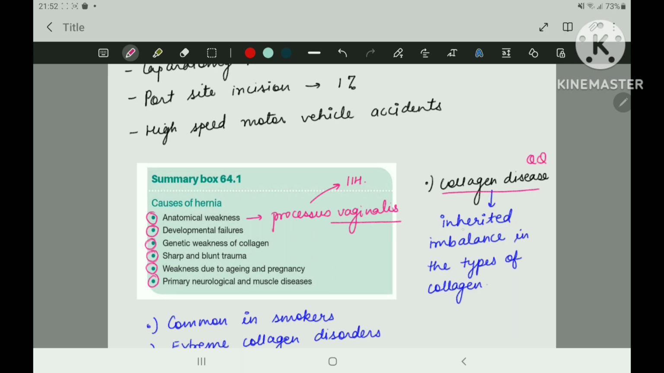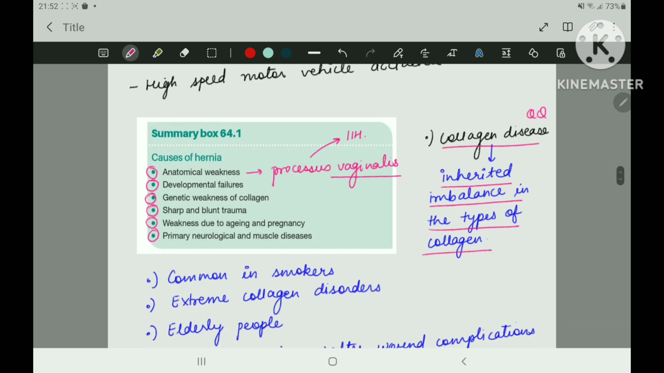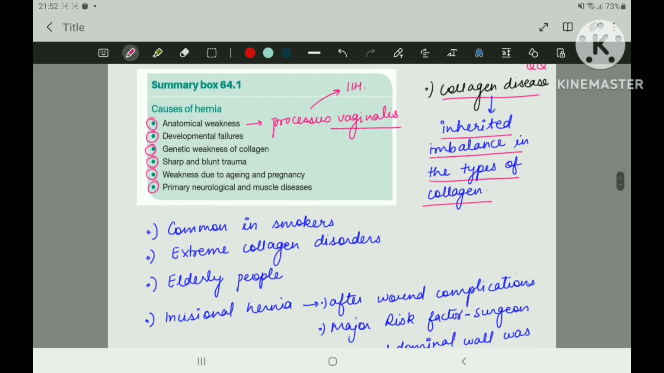Then developmental failures can be in the form of collagen disease, which we have already discussed here. So it is an inherited imbalance in the types of collagen. Then it can be because of genetic weakness of collagen, which is part of it. Then it can be in the form of sharp and blunt trauma.